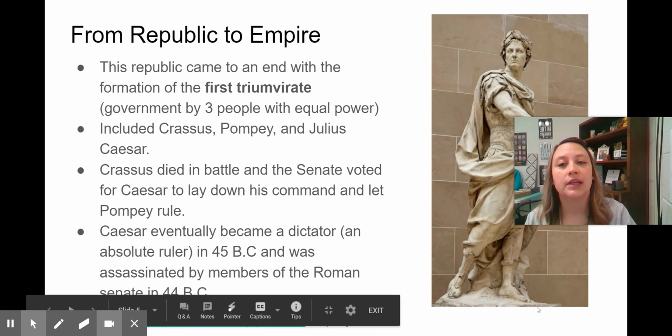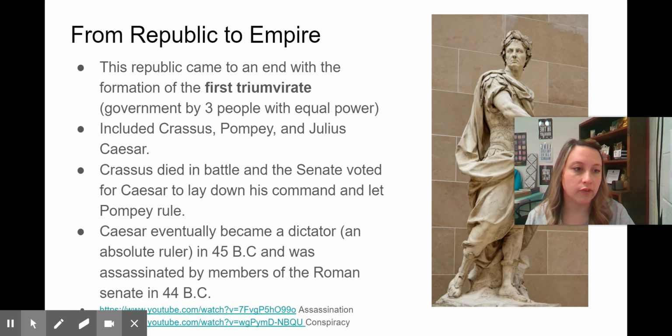So this republic came to an end with the formation of the first triumvirate. A triumvirate is essentially a government that's ruled by three different people. They all have equal power. It's just to keep one person from having total authority. So the first triumvirate was made up of Crassus, Pompey, and Julius Caesar.